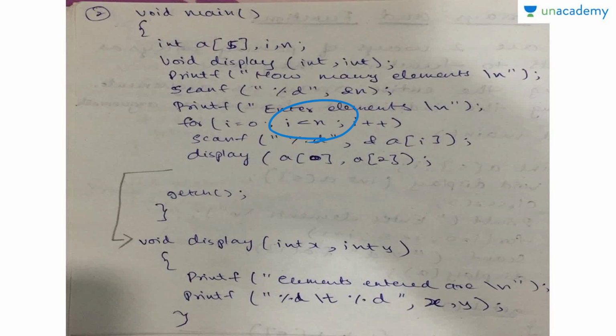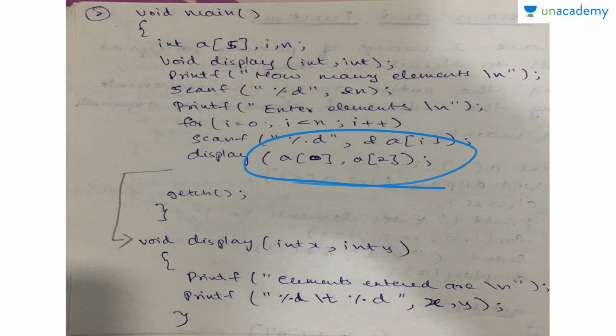But there we took all the 5 elements at once and sent the whole array as an argument. In this program, since the array can store up to size 5, if we want to enter only 2 elements into the array, it is our wish. The maximum size of the array is 5, but according to our wish in this program we are entering only 2 elements. That is the reason we've put n here.